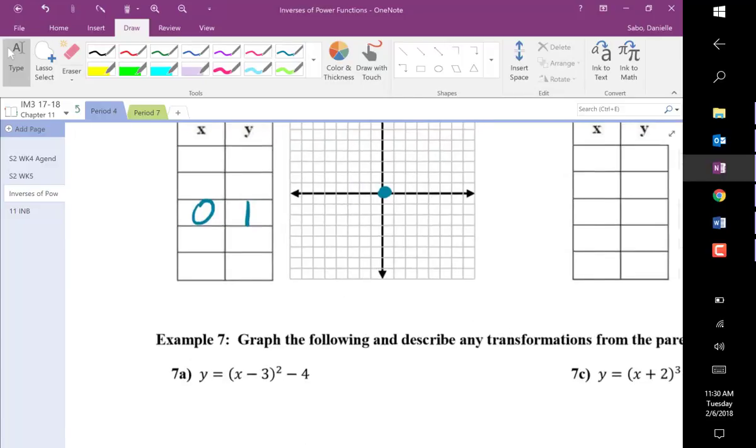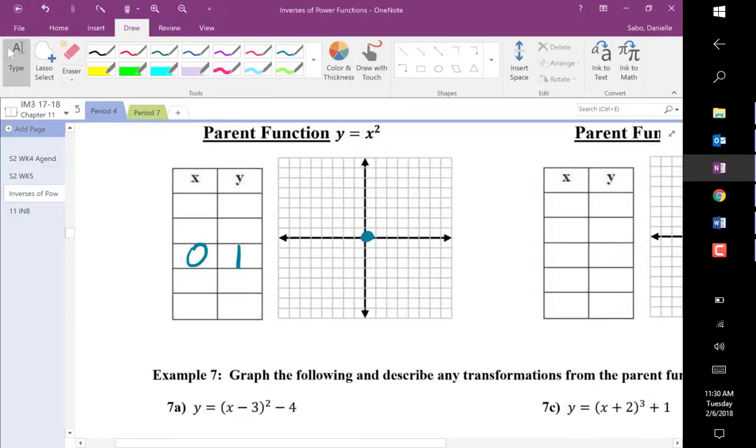Hi. Like, it's not linear. It's quadratic.